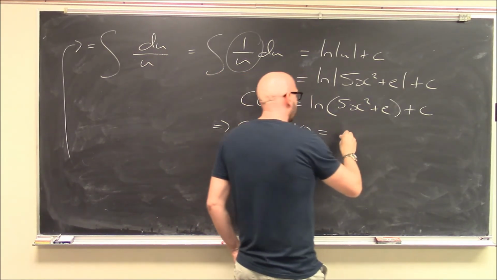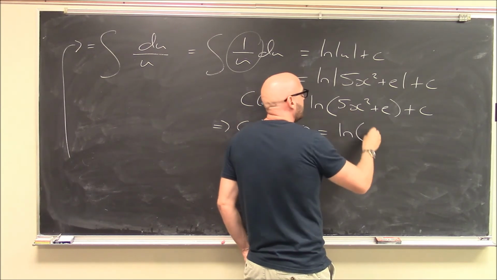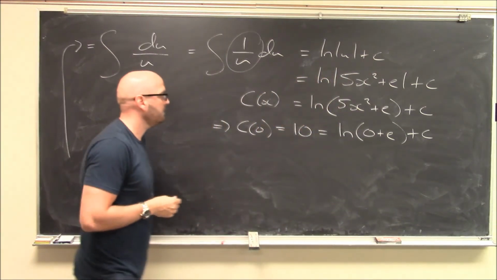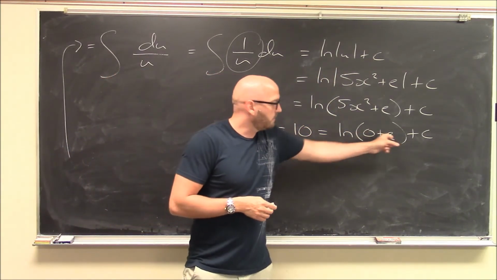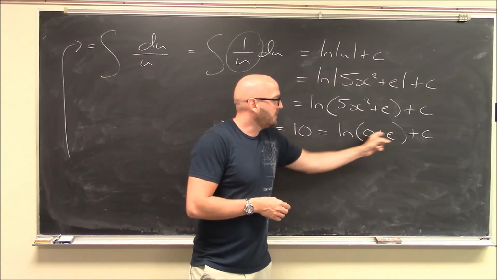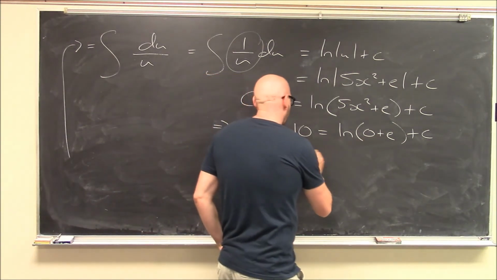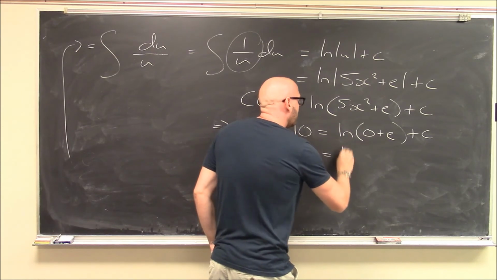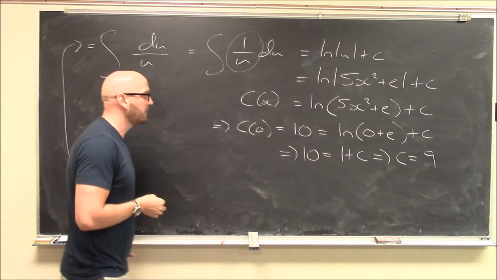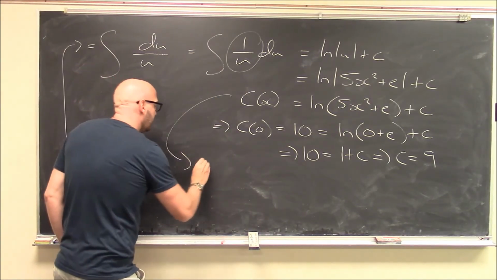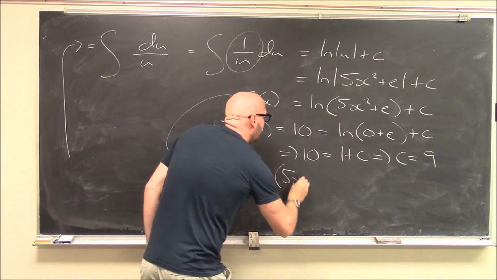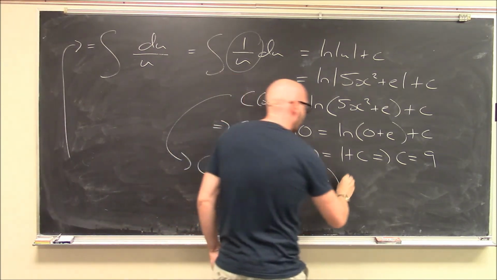But what happens if you plug 0 into this expression? Plug 0 into this cost function that we found, and we get ln of 5 times 0 is 0, plus e, plus C. Well, what's ln of e? ln of e is 1, right? The base of the natural log is e. If the base and the argument match each other, you always have 1. So this gives me 10 is equal to 1 plus C. So that means C is equal to 9, subtracting 1 from both sides. And that means, last but not least, my cost function, I've done it now, is ln of 5x squared plus e, plus 9.